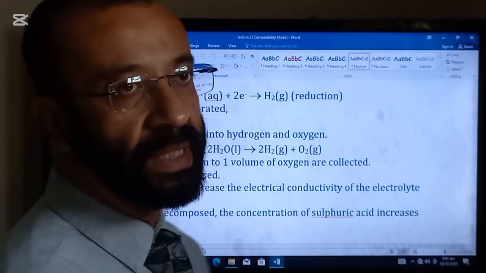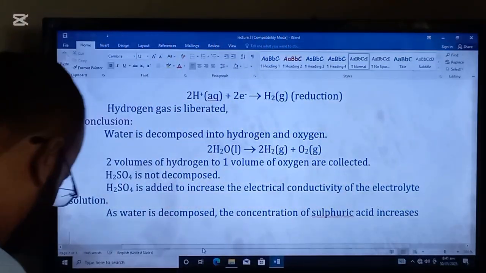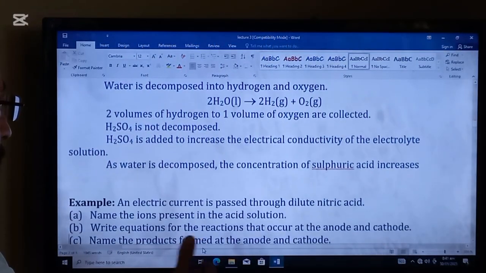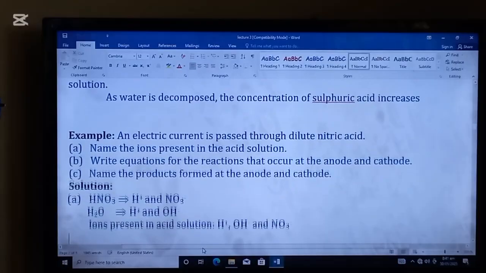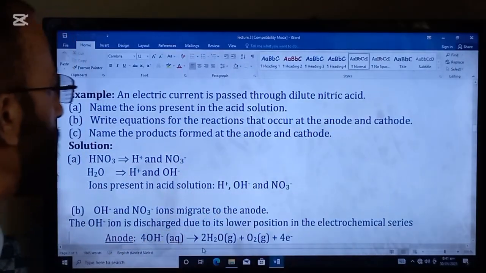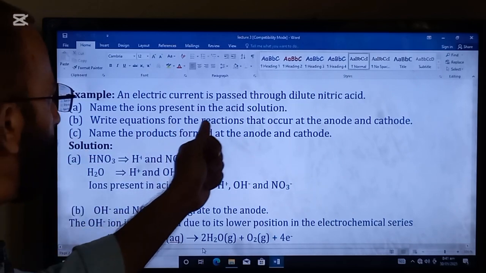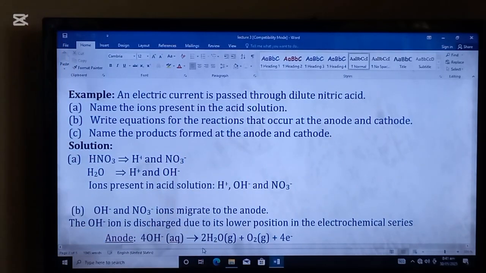So, this was the example. Read it again very carefully. Next, here is another example. An electric current is passed through dilute nitric acid. Name the ions present in the acid solution.